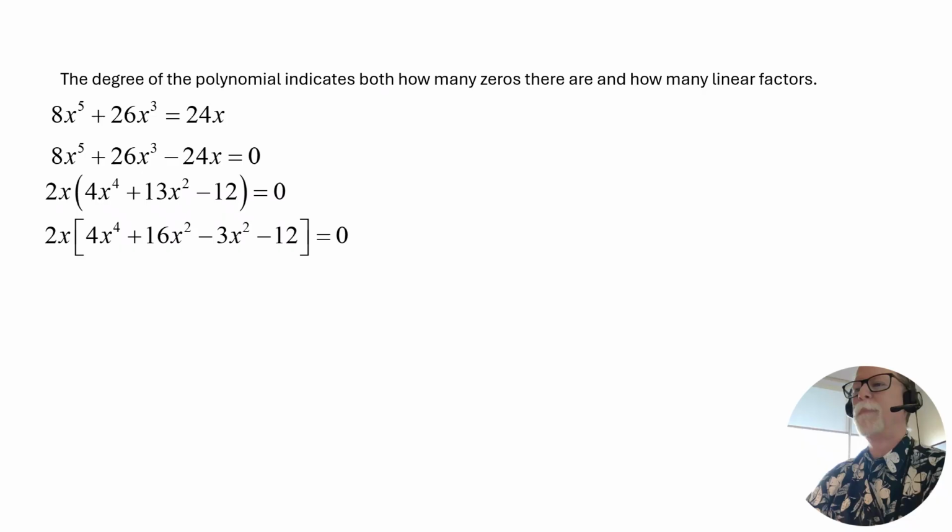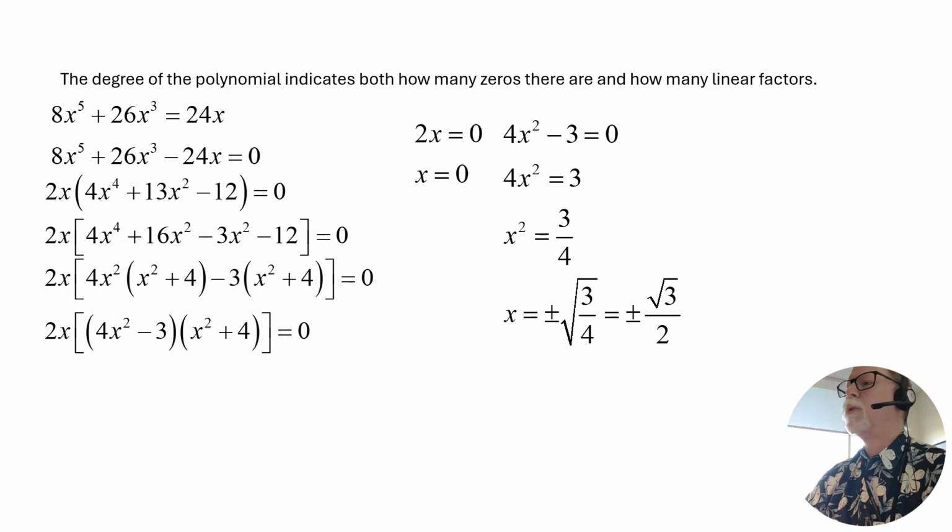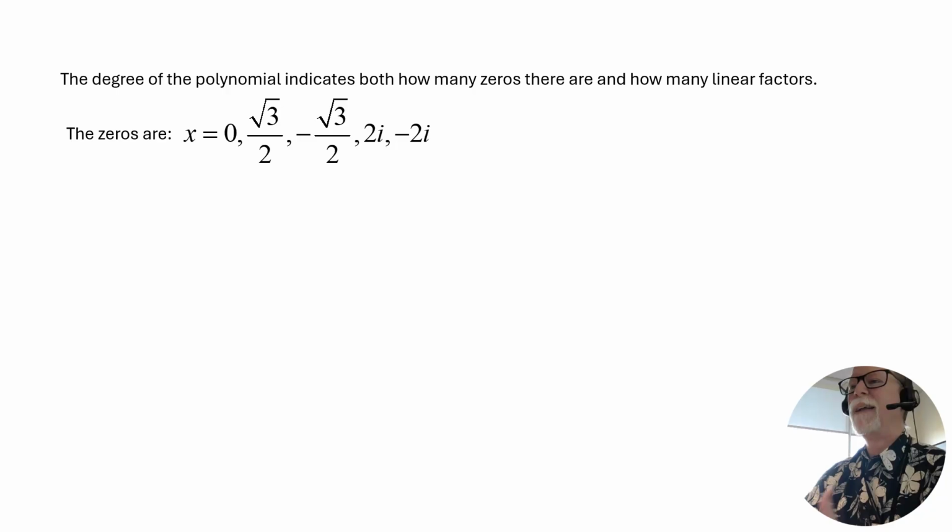Like that. So X method sets it up for factor by grouping, just like we did the last two examples, which is why I like the X method. And then finish that grouping off. Set each factor equal to 0. Solve for each factor like that. And make a list of the zeros.